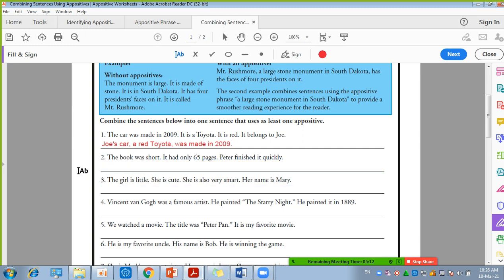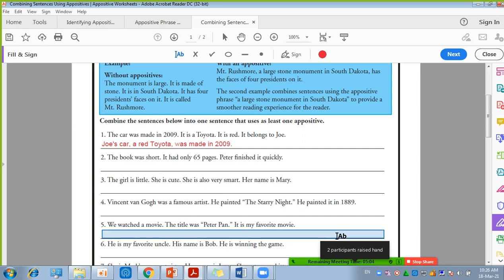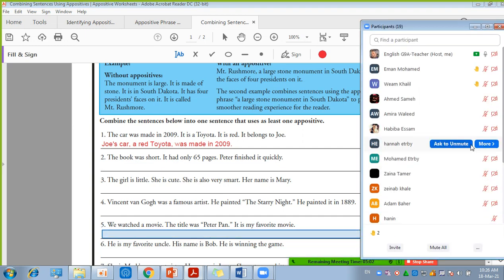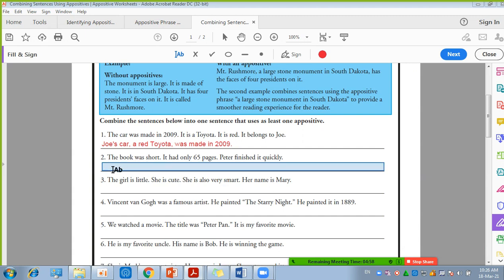Who wants to volunteer to take the challenge? I know it's a little bit of a challenge, this one. Iman again, really? This is unfair. Who's next? Okay. Go on. And Zena, number 3. Okay, Zena, number 3. The book was short. It had only 65 pages. Peter finished it quickly.